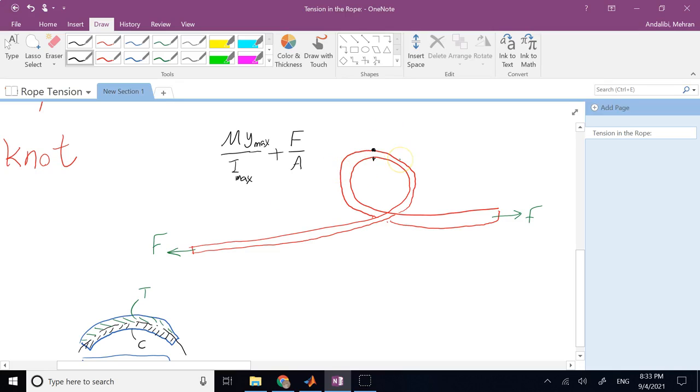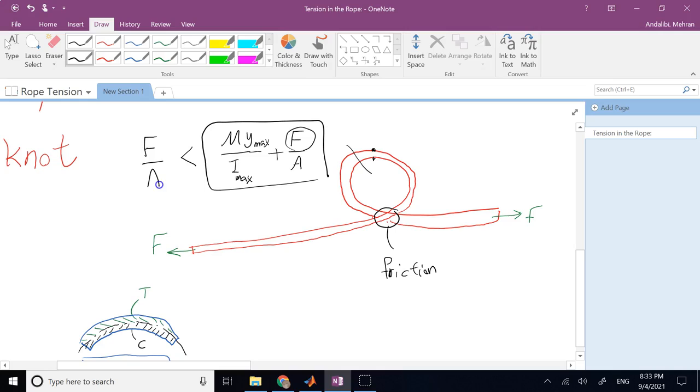So now it's not as simple as that, and the reason is that at this point you have friction. This friction opposes a little bit of that force. So actually, in this area, the tensile force, the force per cross section, is not going to be F, it's going to be less than F. Whether this combination is bigger than the original F over A or not is a separate story. So here I would rather call it F prime, the tensile force in this loop inside this area.